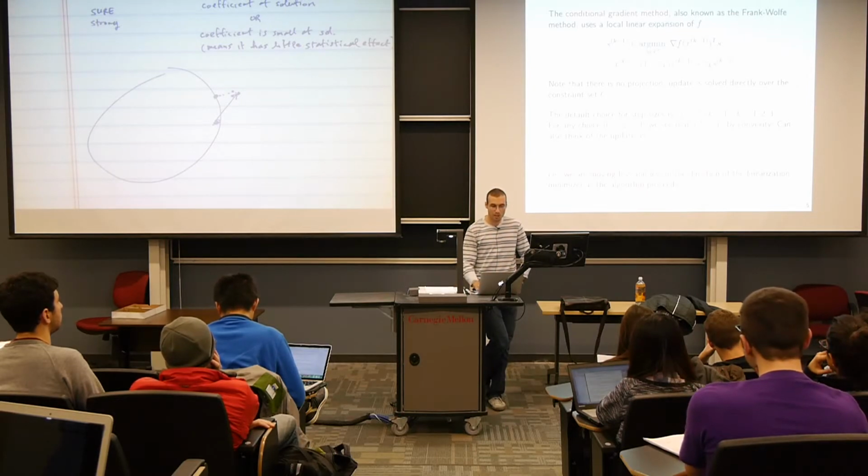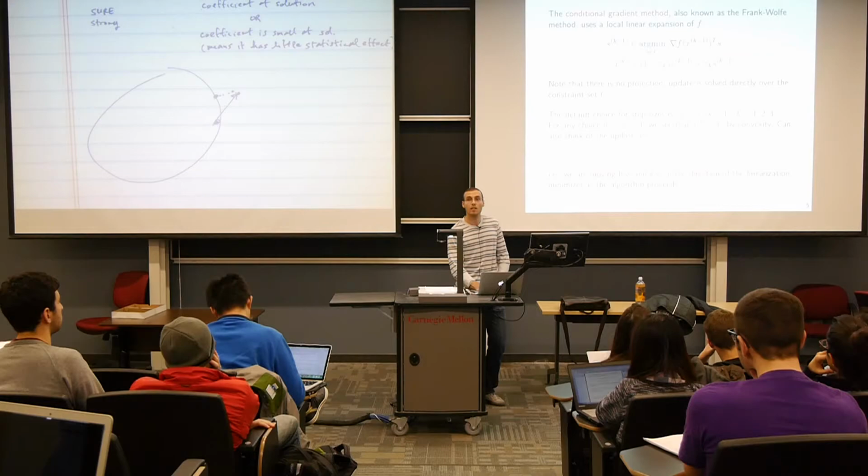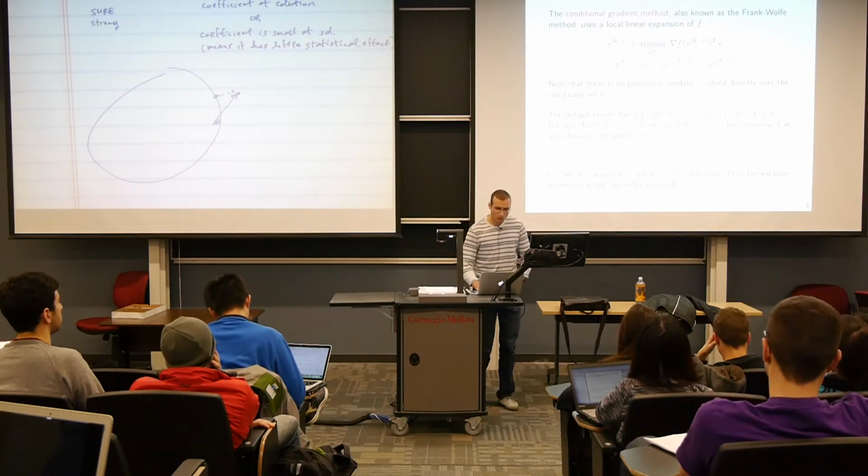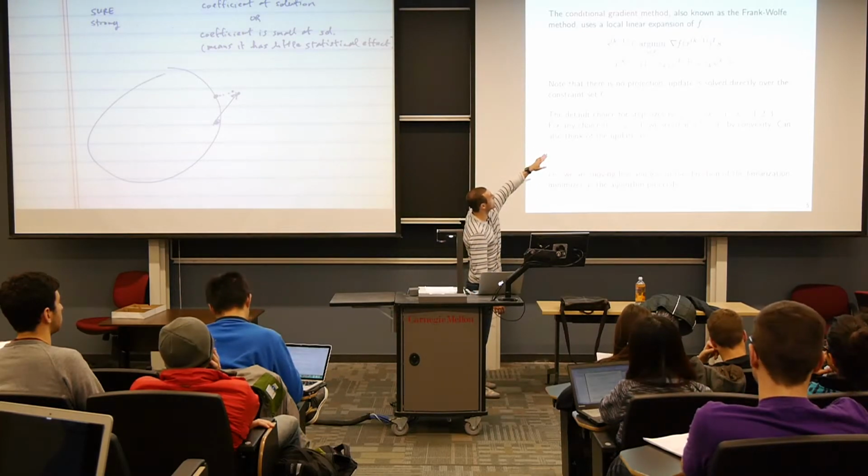Okay, so this is just a little bit less greedy than it would be if we just defined xk to be sk minus 1, which would be the case if gamma k was 1. Okay, so a few notes. There's no projection. The update is solved directly over the constraint set C.